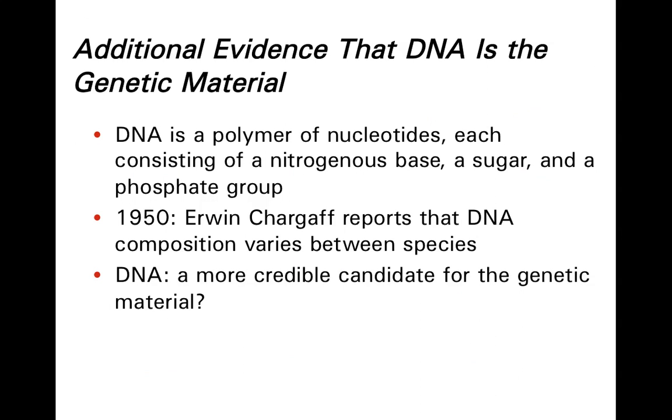So, following up on these results, it was demonstrated that DNA is a polymer of nucleotides, and we know that nucleotides have nitrogenous bases, as well as these pentose 5-carbon sugars and a phosphate group. And then in 1950, another biochemist named Erwin Chargaff reported an interesting finding, which was that DNA composition varies between different types of organisms, between different species.